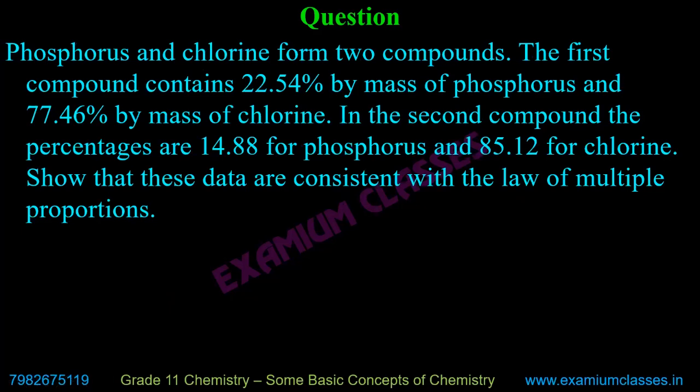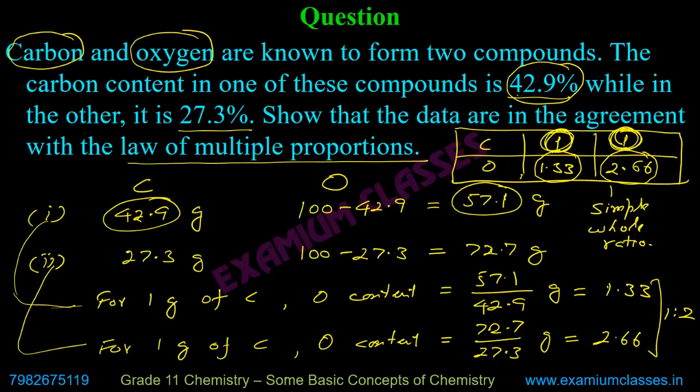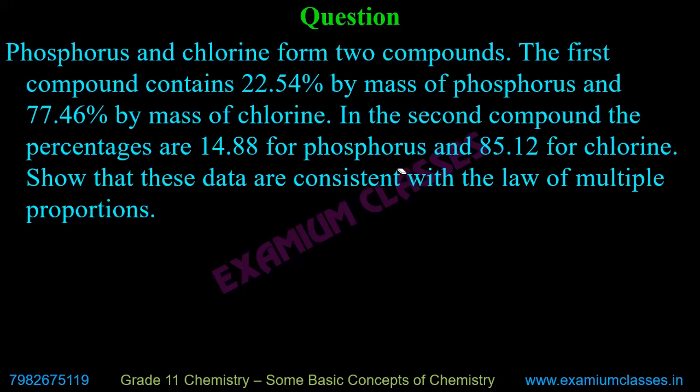Next question, similar to the previous one. I would suggest that you try to do it yourself first. Here it is easier, because in the previous case we had to calculate the other compound by subtracting from 100, as we considered it 100%, so 100 gram. Here, both values are given. Phosphorus, this much percent, chlorine, this much percent. So this value is already given. You don't need to subtract.